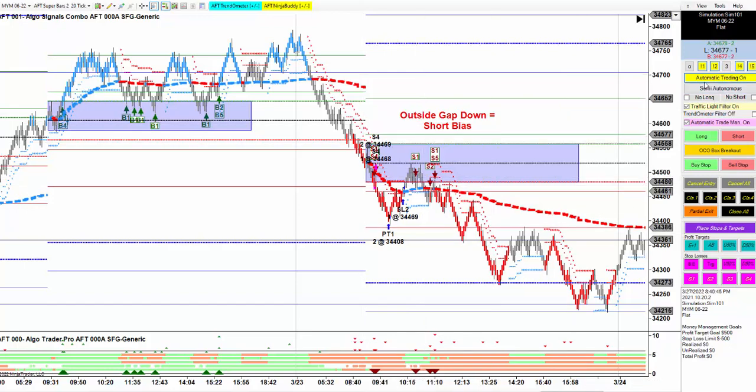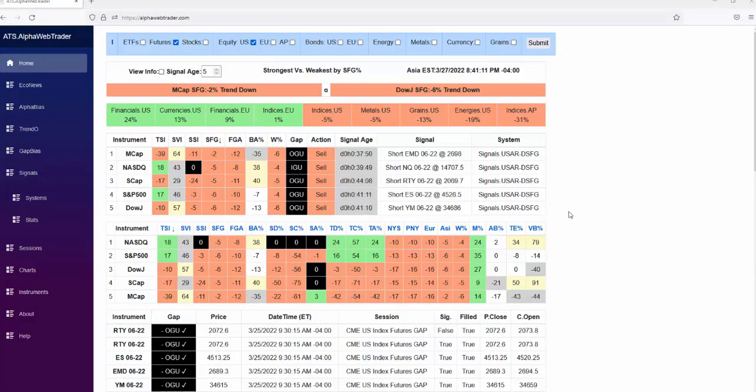It's going to take all the signals until you shut it off. Or what we choose to do is use the semi-autonomous mode here and just choose which direction we want to trade in. So on Wednesday, what we do is we take a look at our alpha web trader.